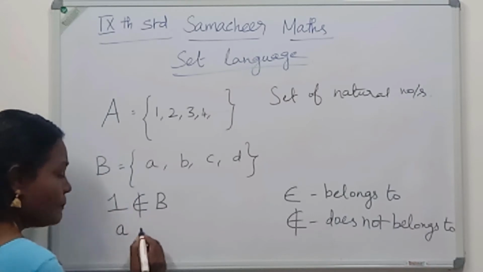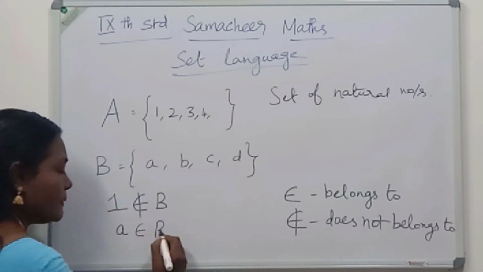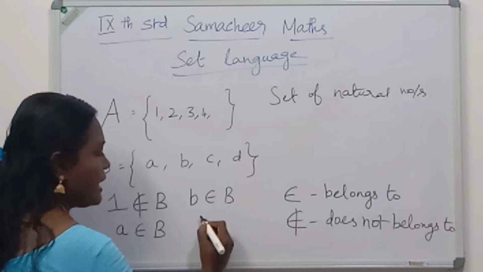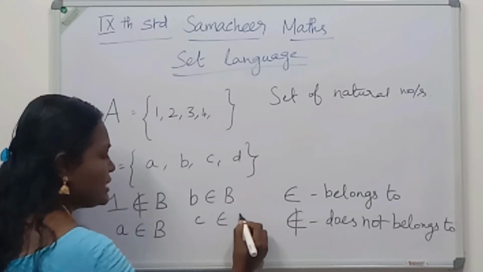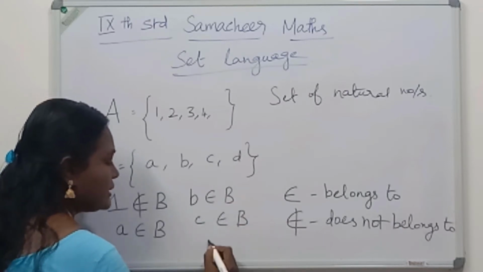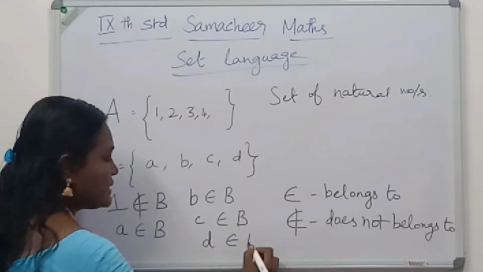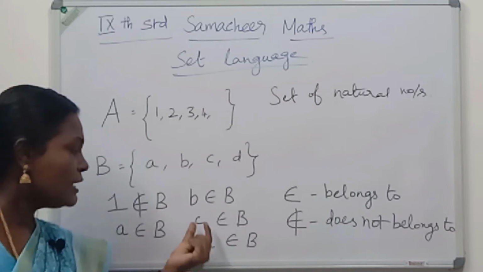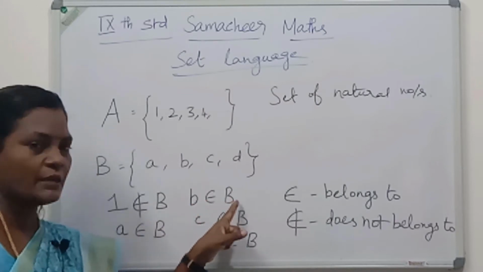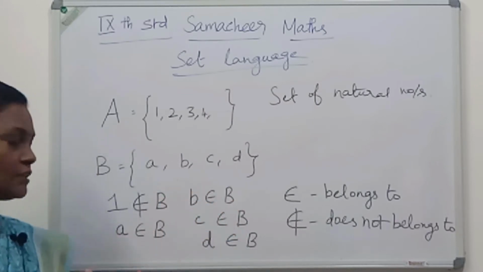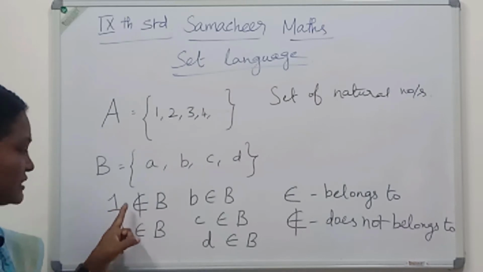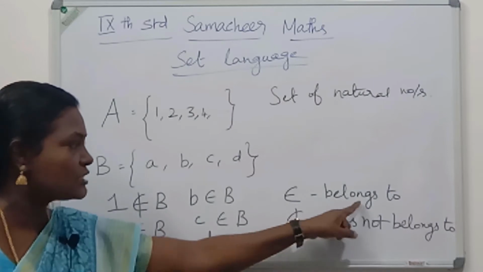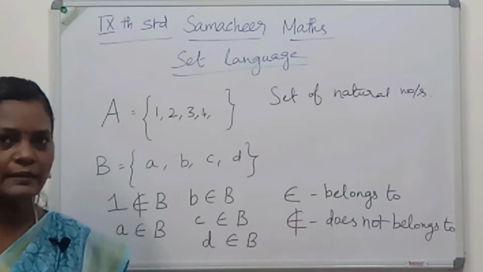Here A belongs to the set B, and B belongs to set B, and the element C belongs to set B, and the element D belongs to set B. Like that we can say that any element is in a particular set, that particular element belongs to B. Suppose if it is not, we can say that particular element does not belong to B. This is the mathematical representation of the words belongs to and does not belong to.